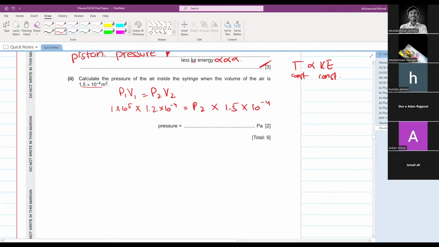Can you calculate P2? Yes. 10 is the power of minus 4, 10 is the power of minus 4. यहाँ से cut, 1 into 10 is the power of 5 into 1.2 divided by 1.5 gives you your pressure 2. That comes out to be what? Can anyone with a reasonable enough calculator calculate this? Pressure comes out to be 8 into 10 is the power of 4 pascals. Any ambiguities here? Very good. Kinetic energy is related to temperature.